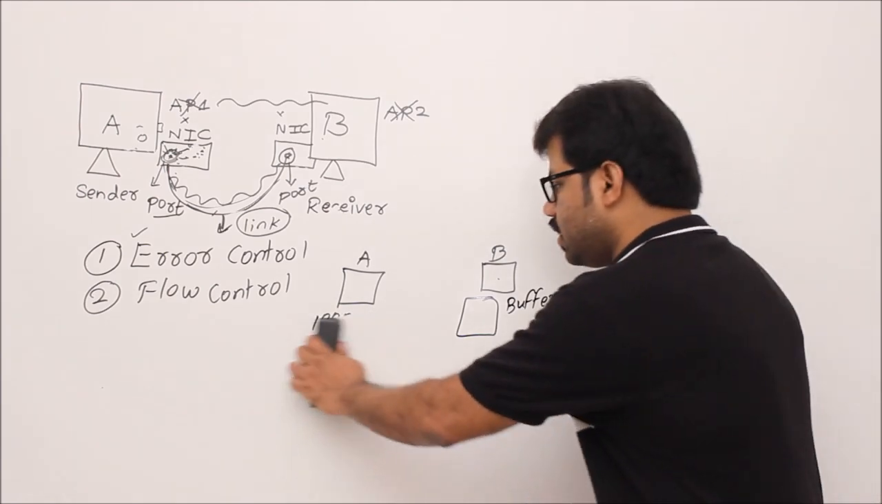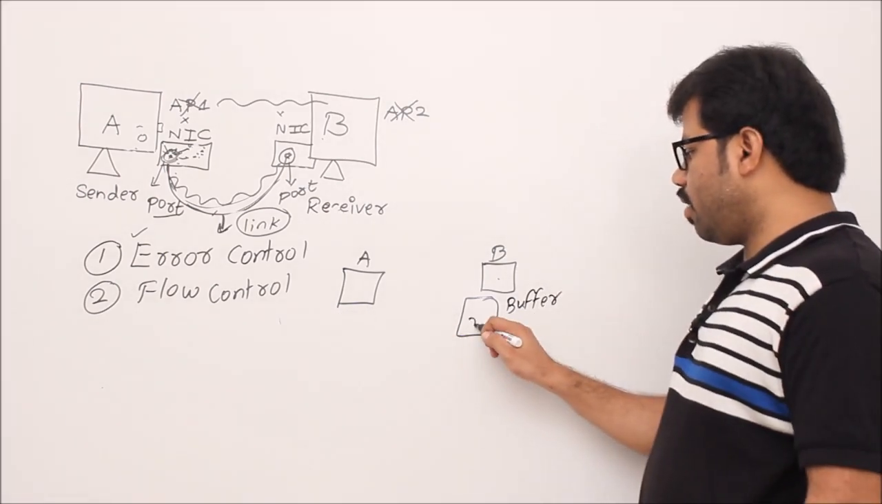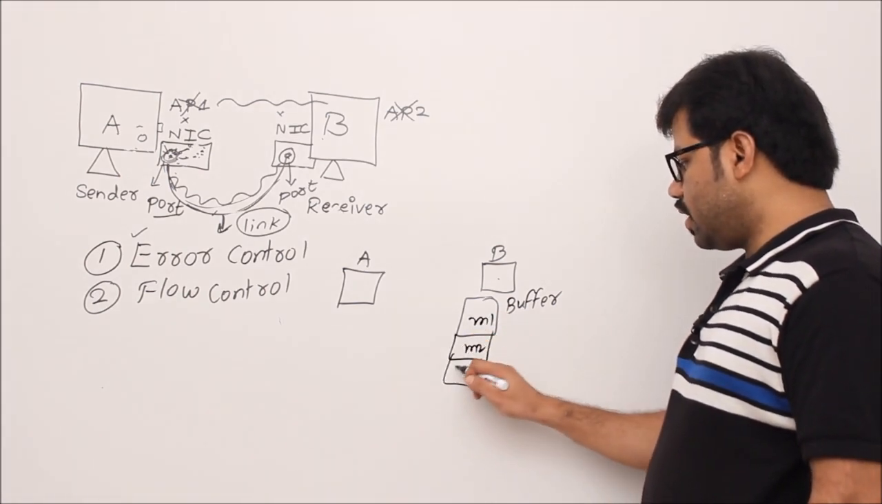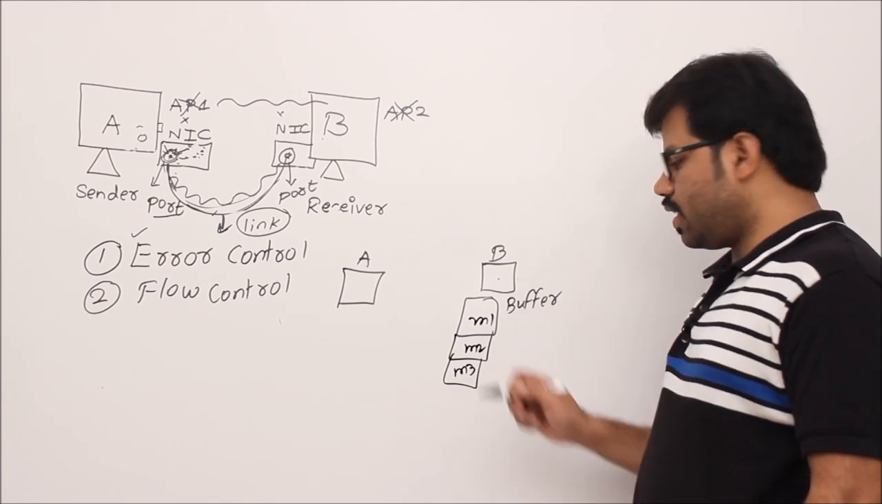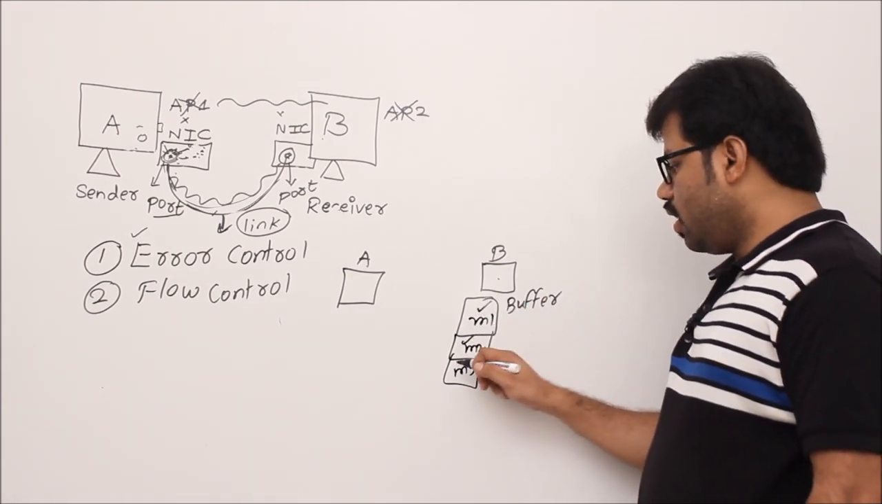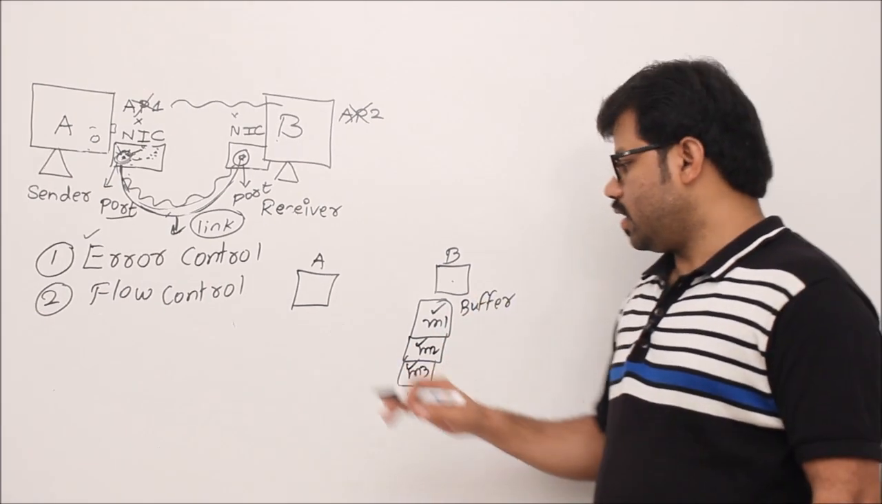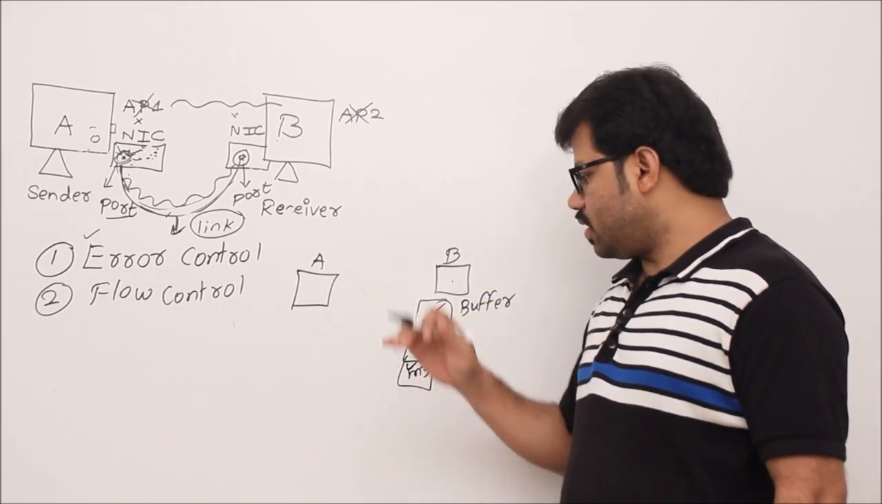So whenever a message is sent by A, it will come and sit here. Then the second message will sit here, the third message will sit here. Whenever your receiver is ready, it will process them in this order. Maybe I can say this is a queue, right? The queue model will work. Now see this example: A is continuously sending.